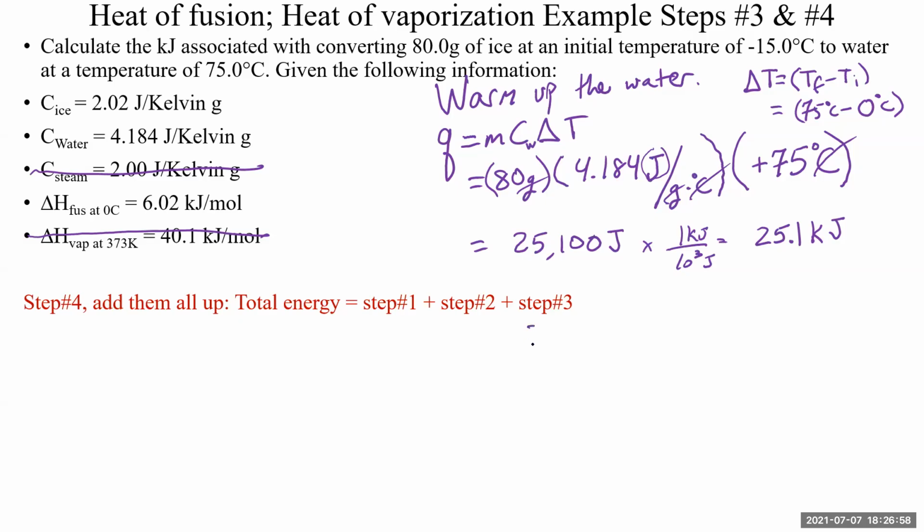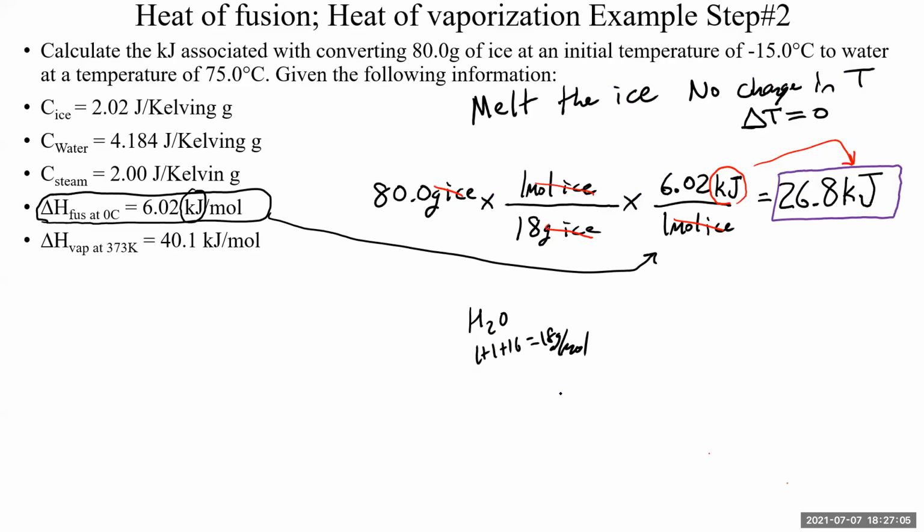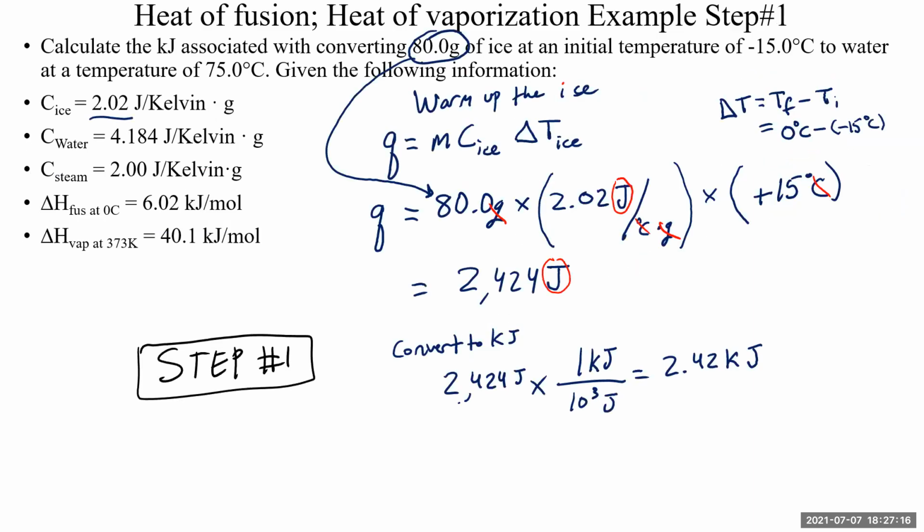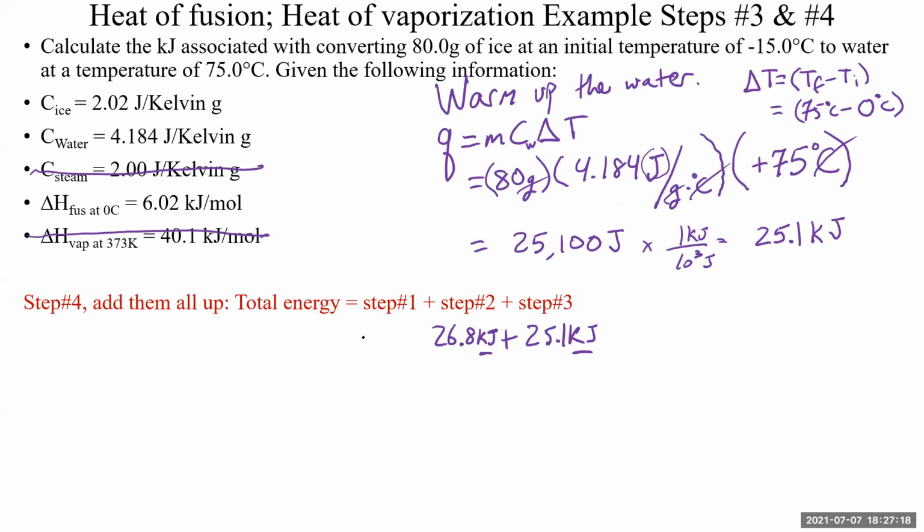So we have 25.1 kilojoules. Step 2 was 26.8 kilojoules. Make sure your units are matching. You can't add different units together. And step 1 was 2.42 kilojoules.